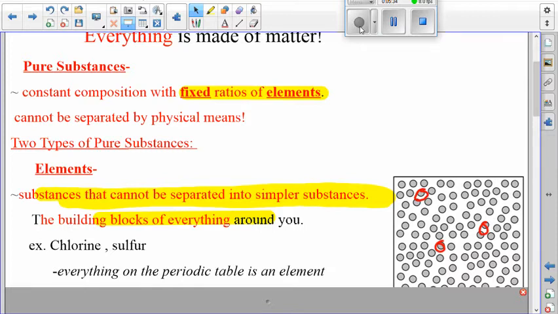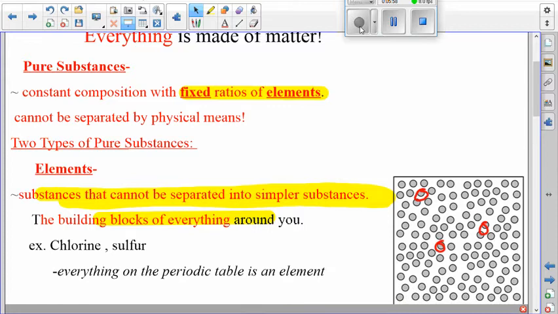Copper, zinc, gold, platinum, silver, sulfur, phosphorus, silicon, chlorine, oxygen, nitrogen, carbon. Anything you read on there, that's an element. If it's not on there, it's not an element. If it's not an element, it won't be on there. Okay? So anything on that periodic table is an element. Those are the simplest building blocks of the universe.